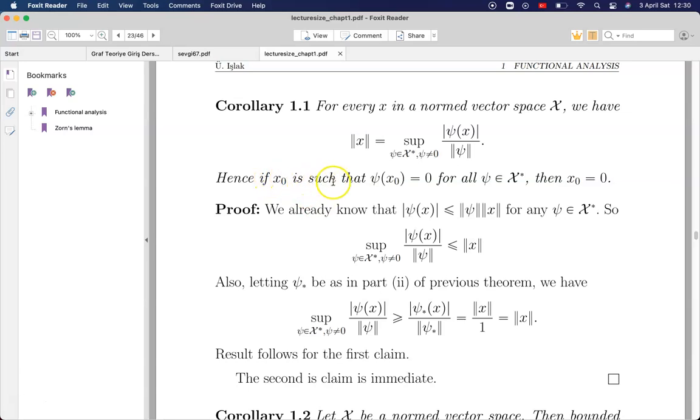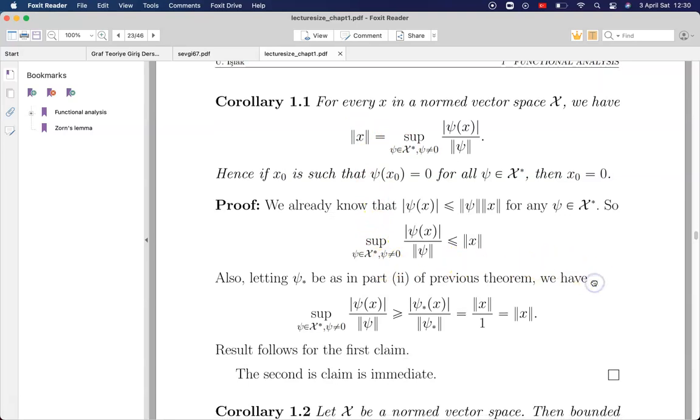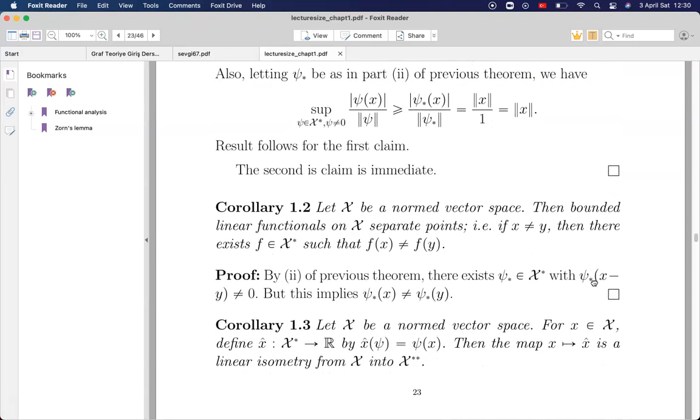Hence, if x0 is such that psi of x0 is equal to 0 for all psi in X star, then x0 is equal to 0. You always obtain 0 here, so x0 needs to be 0. This is what it's saying.